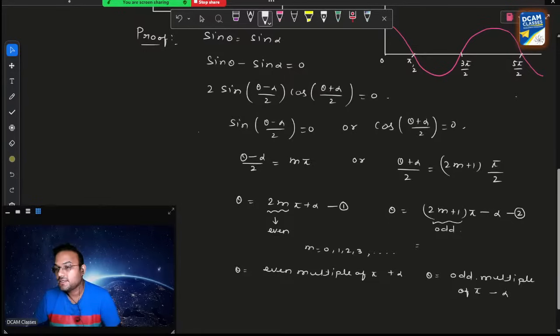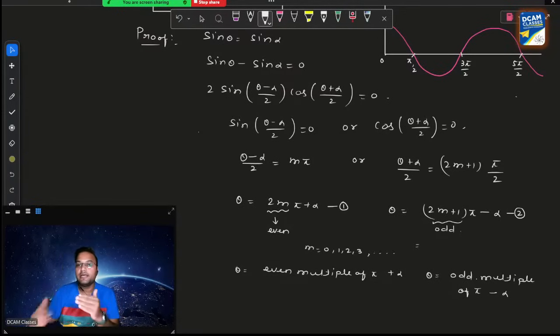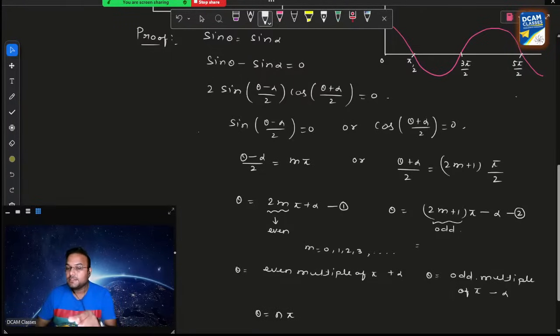minus alpha. So if you combine these two, odd multiples and even multiples, you have to combine both of these. Means in the final answer, you should have the number n pi, which would take odd values also and even values also, because n is equal to 1 is odd, n is equal to 2 is even, n is equal to 3 is odd, n is equal to 4 is even. So both the cases have been combined. Okay.